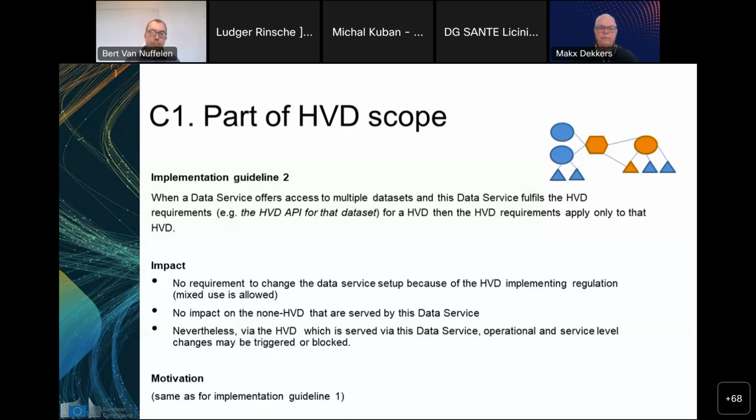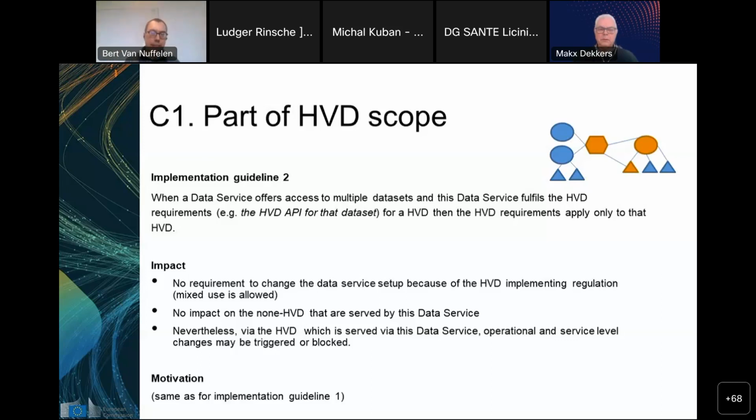Then you might have used that API as well to expose other data sets. A typical example is in the geospatial case, where you have different layers on the same API, and one of the layers is a data set that is in scope of the high value data set, and the other ones are not. And then you get this kind of coloring, as you see there, where one data set is in scope and the other two are not in scope.